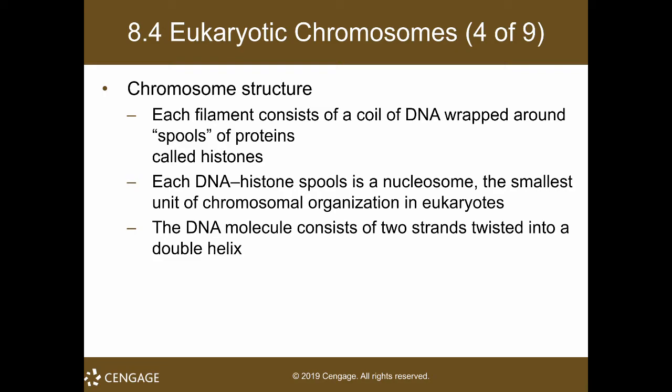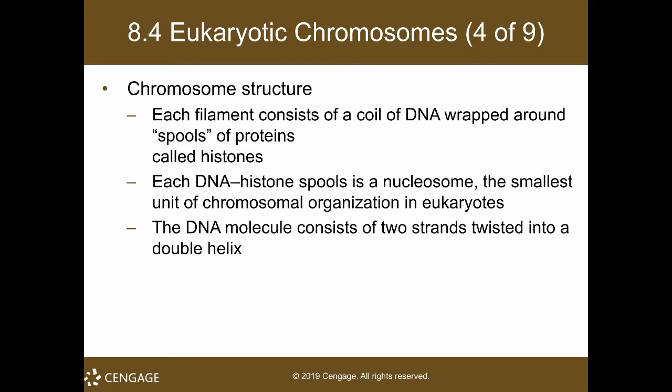So the chromosome structure: each filament consists of a coil of DNA wrapped around spools of proteins called histones. Because if you remember, the DNA is a very, very long molecule. It's like a thread. If you do not wind the thread properly, it will become entangled and it may cause breaks. If there's far too much strain on the strand, it may break. So you must have a proper way to store the DNA without breaking it up. So you have proteins called histones. It's like a spool that the DNA winds into.